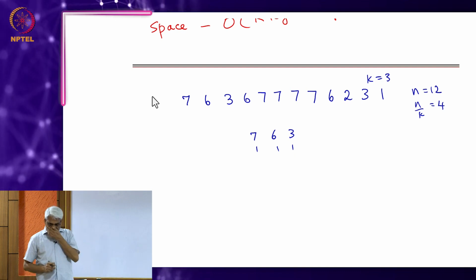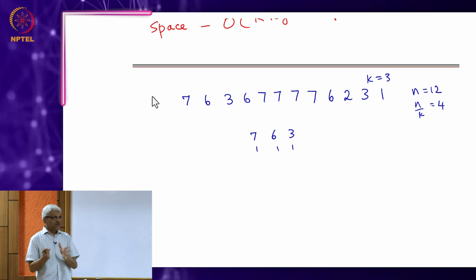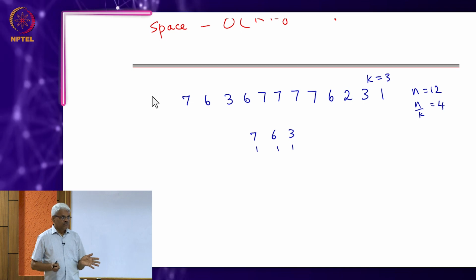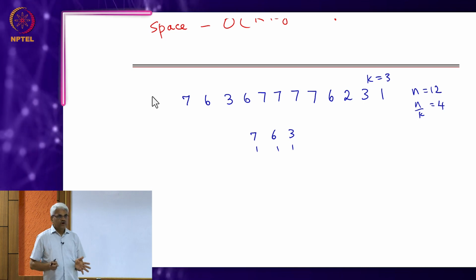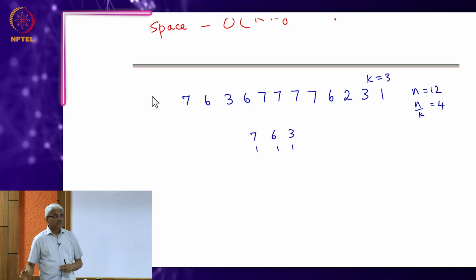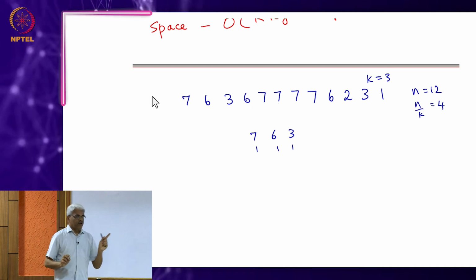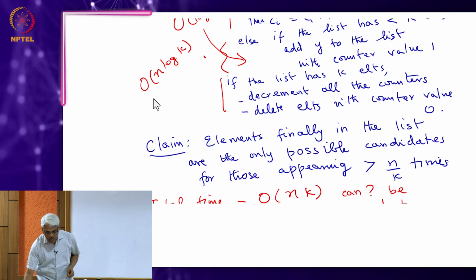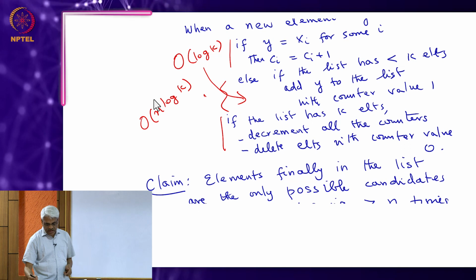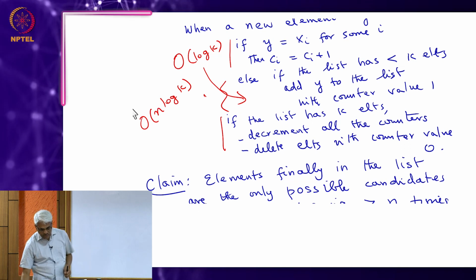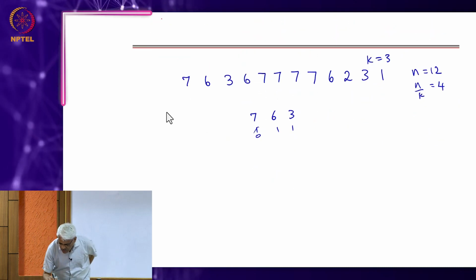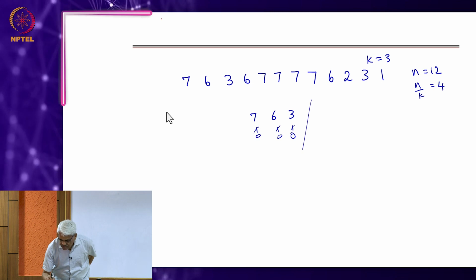So the number of elements is 3. At this point I have to do something. I don't want to add more. So what do I do? Remember what I was doing when I reached the full list? Decrement all elements by 1. If the list has k elements, I decrement all the k counters and delete all elements with counter value 0. So all of these will become 0, 0, 0, and they're gone.